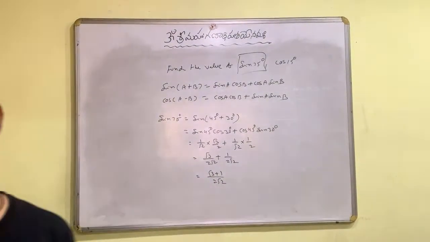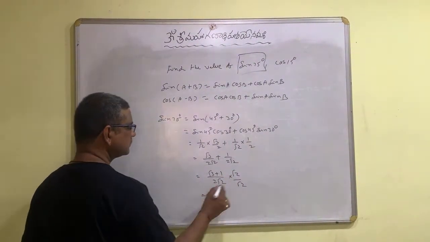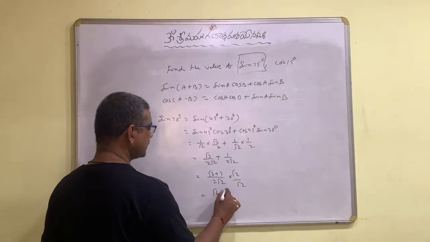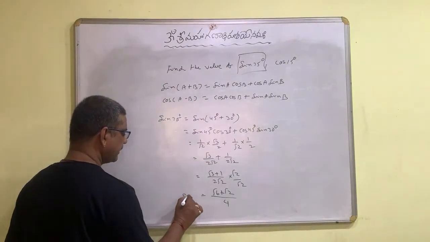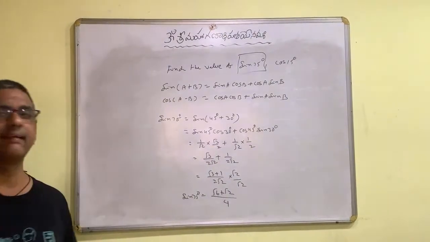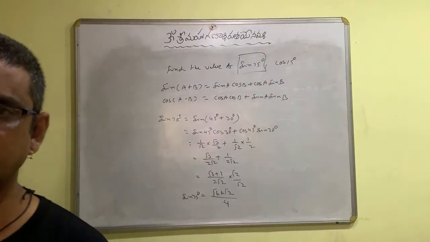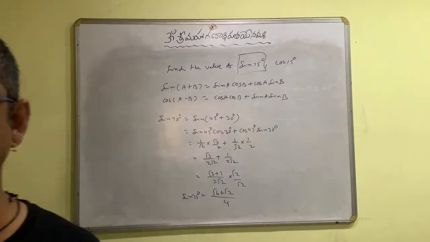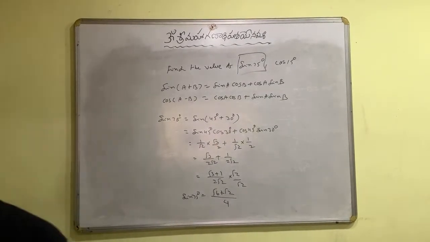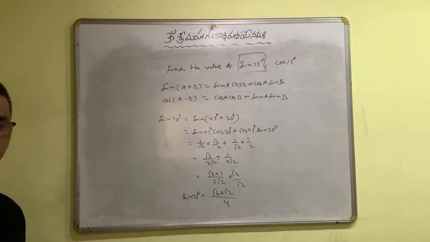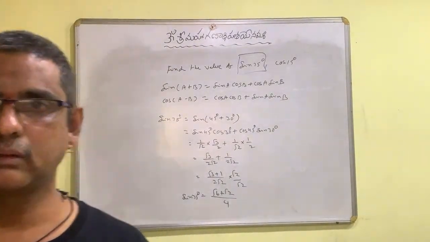So the denominator is an irrational number. Multiply with root 2 on both sides. What will you get? Root 6 plus root 2 by 4. So this is the sin 75 degree value. Okay? Root 6 plus root 2 by 4 is the sin 75 degree value. Is that okay, children? Is that understood?